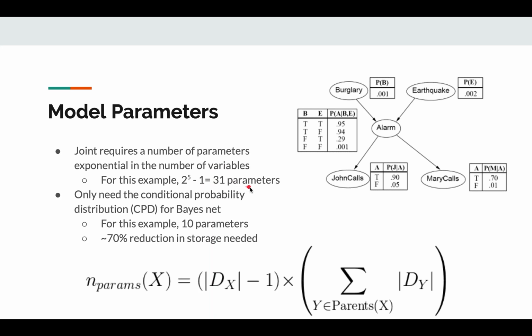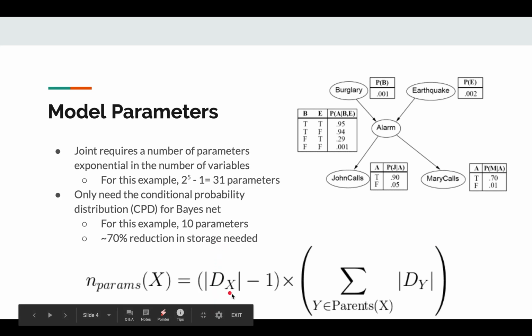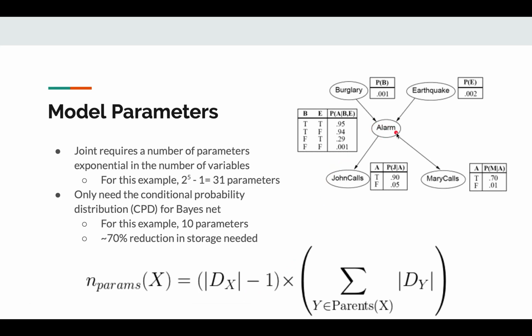But using the Bayes net, we would need a lot less. For this example, we would need 10 independent parameters, which would be about a 70% reduction. And I have this formula here to give you the number of parameters for a variable that has parents. D is the set of domain values for a particular random variable. So the number of parameters for a specific variable would be the cardinality of its domain minus 1, multiplied by the sum of the cardinalities of all its parents.